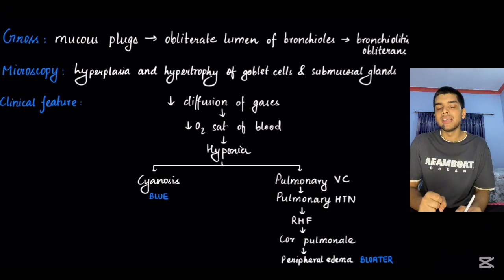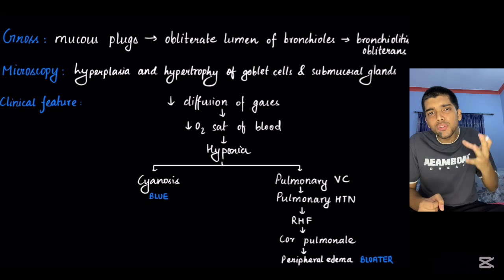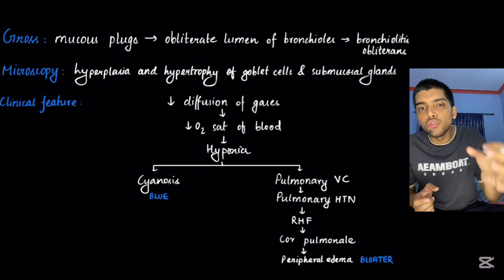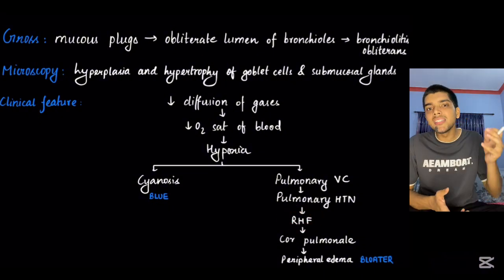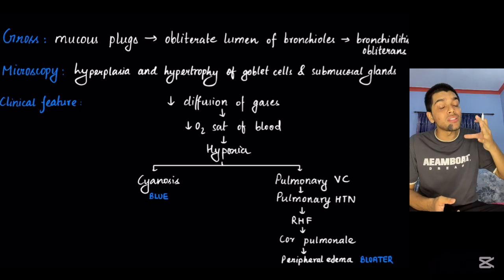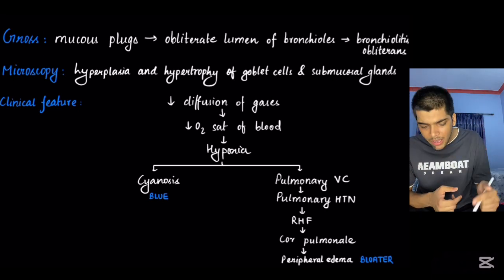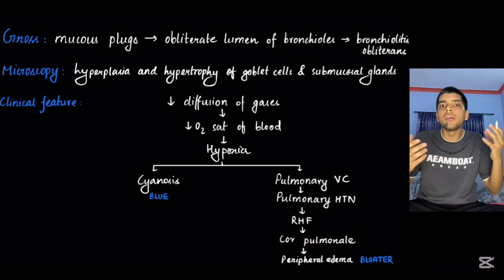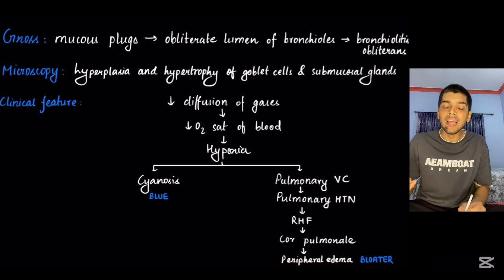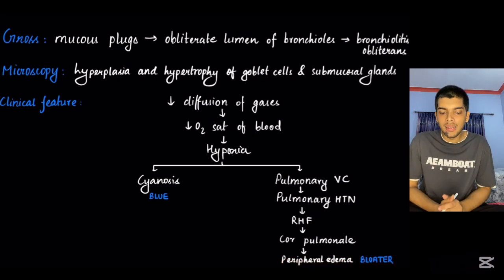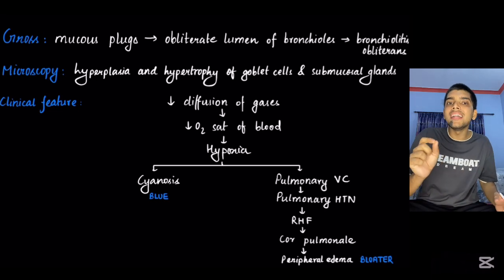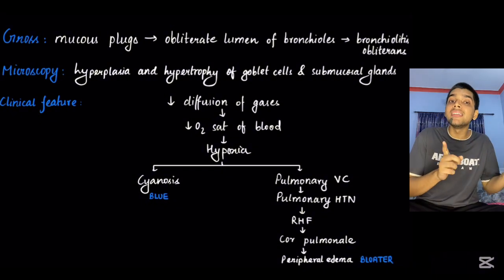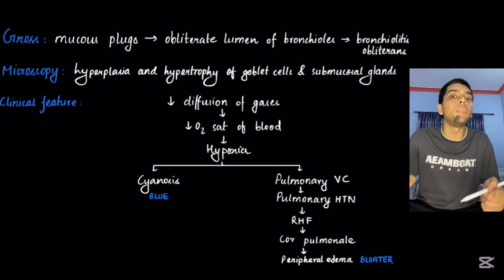Pulmonary hypertension, that means the right heart has to work more, it has to pump much harder, and it ultimately fails to work, leading to right heart failure. Since the right ventricle has to work harder, there is right ventricular hypertrophy called cor pulmonale. Since the right heart is unable to pump the blood, there is accumulation of blood leading to peripheral edema, leading to bloating, so bloater. That is why chronic bronchitis patients are often seen as blue bloaters and emphysema patients are seen as pink puffers.